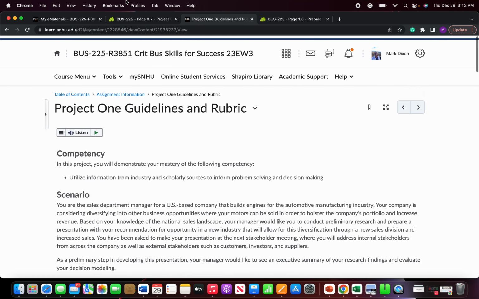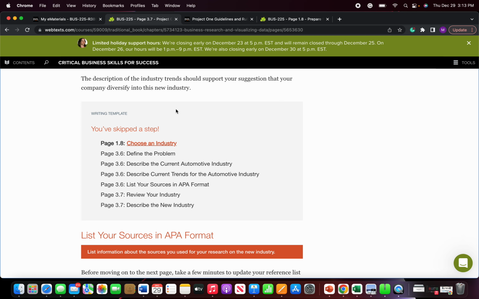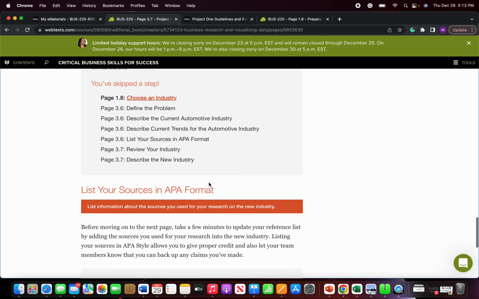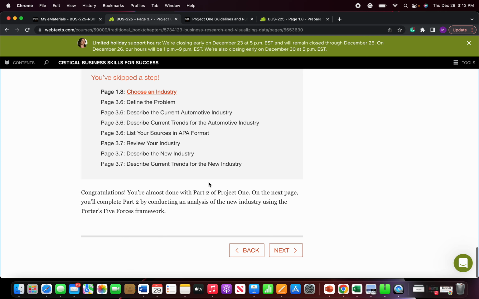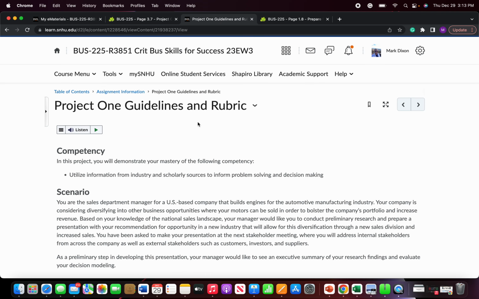So again, you're going to have a lot of this built in right through the Sumo web text. I'm bringing you over here now. So you have choosing your industry, defining the problem. All of the things that we just walked through are included in the Sumo web text. So let it guide you through the process. When you export it, just make sure that whatever you're submitting is following APA formatting requirements, and that you've met all of the requirements of the Project One guidelines and rubric.